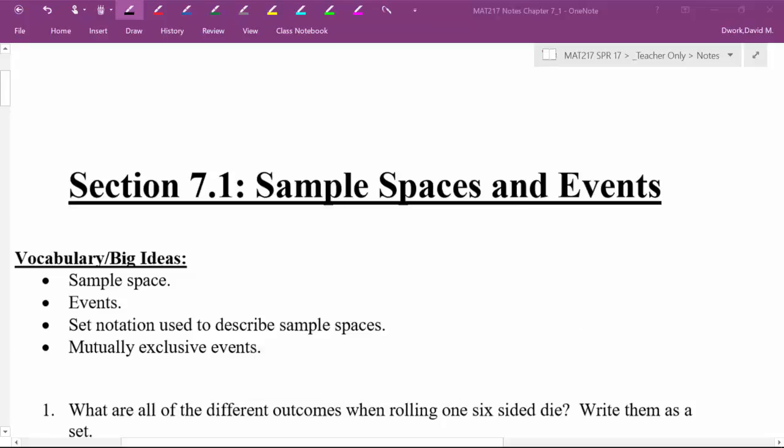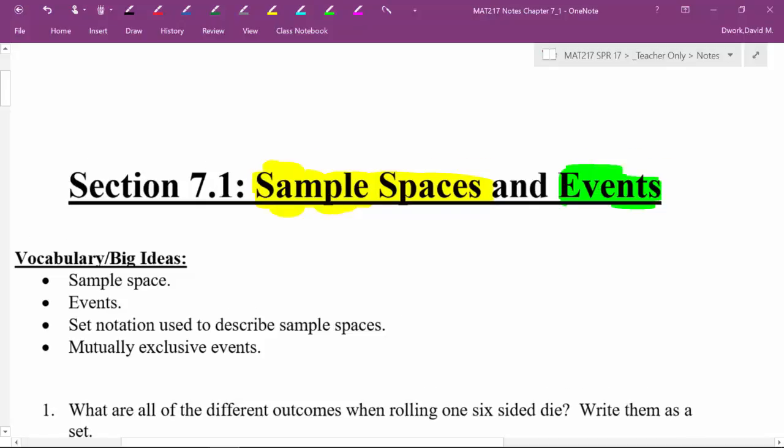In this section, we're going to talk about a little bit of vocabulary. We're going to get ourselves set up for Chapter 7, and then we're going to hit the ground running. But the big idea from here is sample spaces and events. These are the big takeaways.